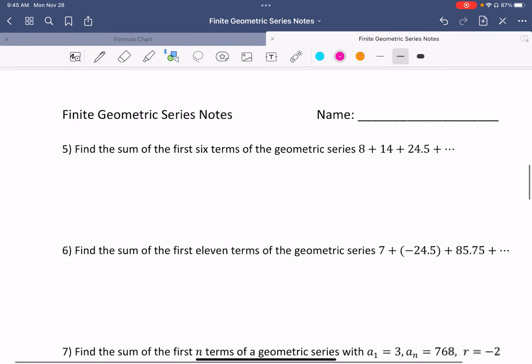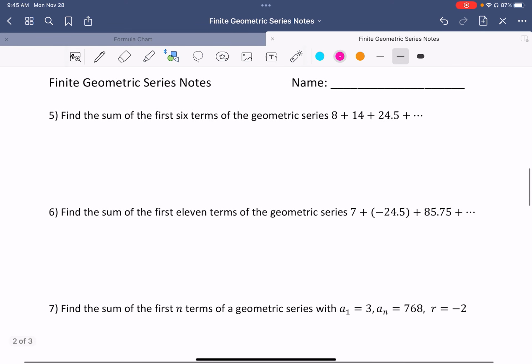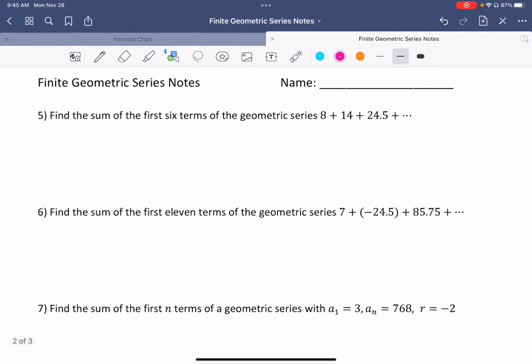Okay, now that you've tried number 4, let's move on to number 5. Find the sum of the first 6 terms of the geometric series 8 plus 14 plus 24.5 plus ... So when you have the number of terms, the first 6 terms is going to be your n. We have the first term. Now notice we don't have the last term. I don't know what the last term is, it just ends in ... but we are able to figure out the common ratio by dividing these numbers.